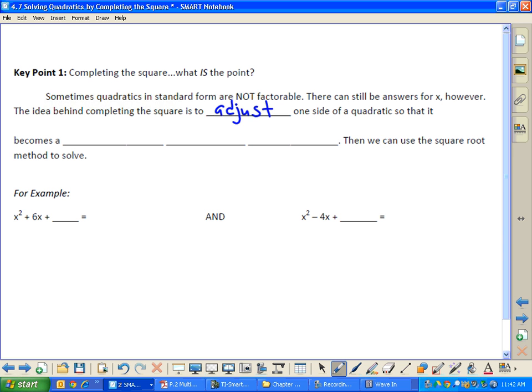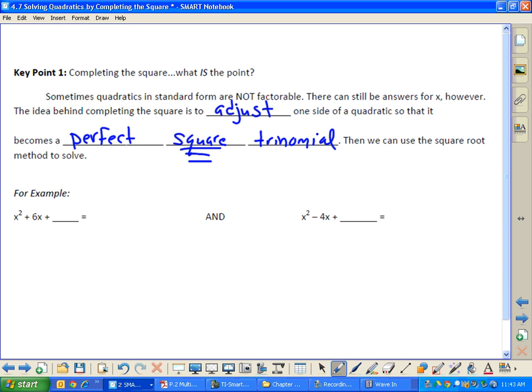And we adjust that left side of the equation so that it becomes not just factorable, but one of our special cases. We turn that left side specifically into a perfect square trinomial. And did you hear the emphasis? I put emphasis on the word square because when I complete the square, what that means is I'm turning that left side into a perfect square trinomial. That's the square they're talking about, a PST.